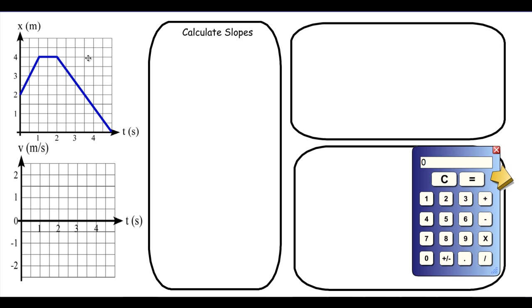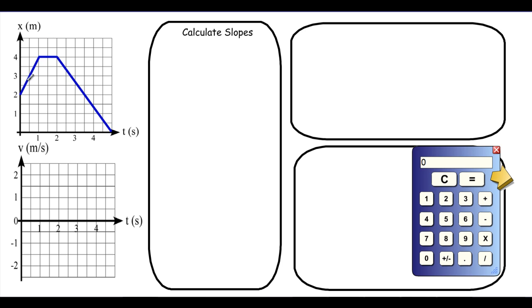So in order to do this, I have two graphs here. I have an XT graph and a VT graph. Now, I want to do this quantitatively and very accurately. So the first thing I need to do is calculate the slope of this object's position versus time graph. Here I have my first section, and it's a positive slope, and it is somewhat of a fast speed.